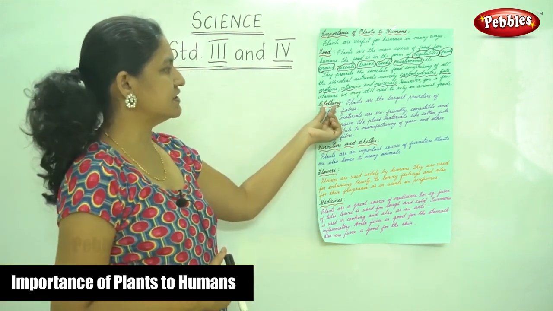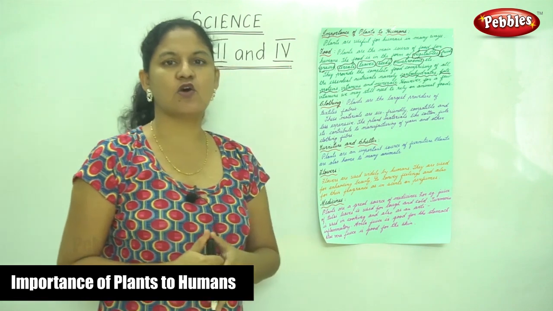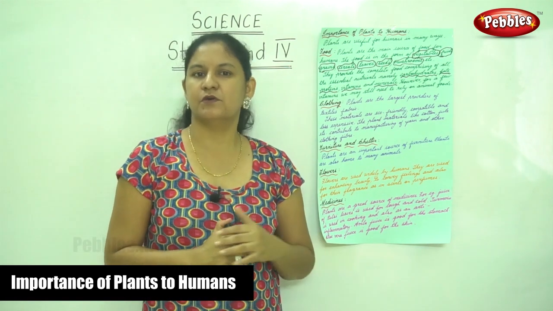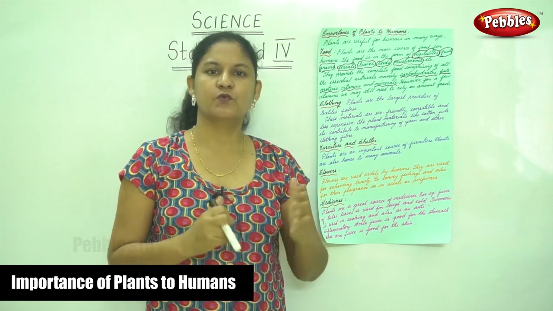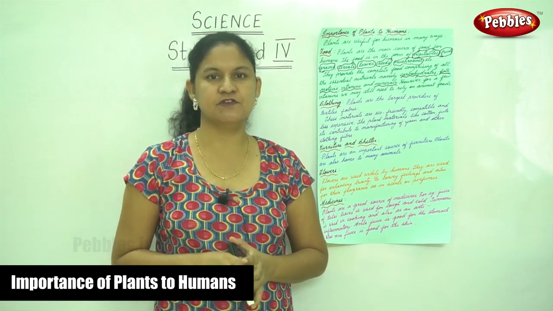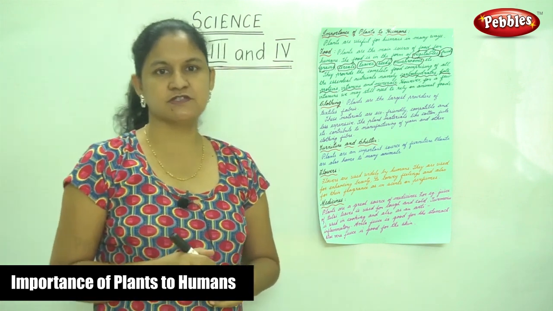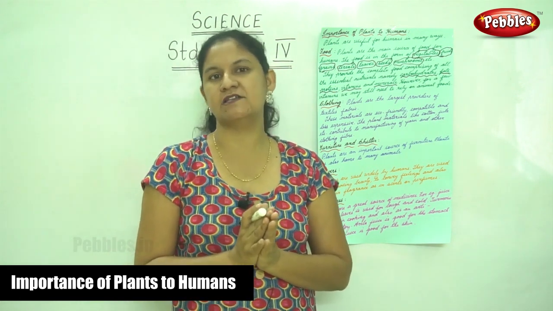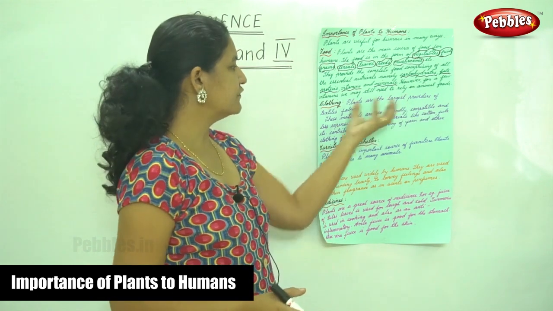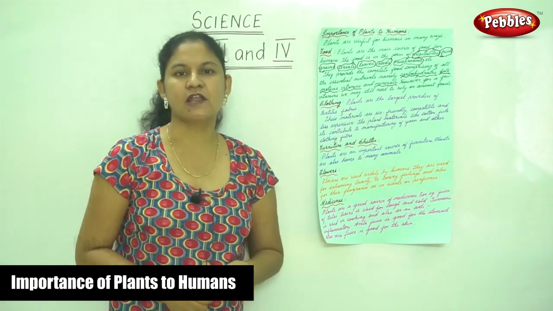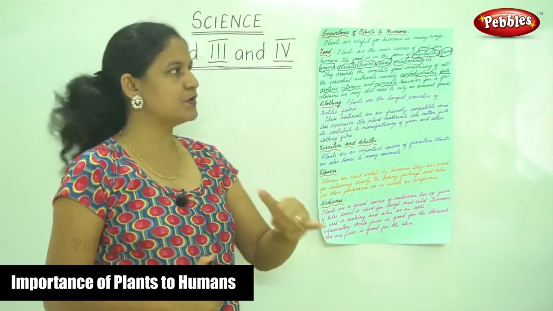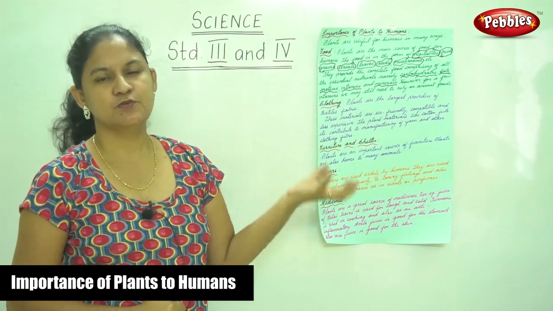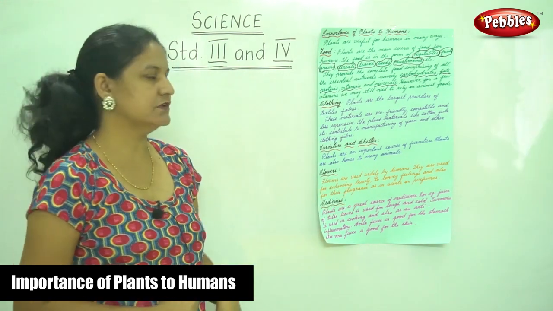However, for a few vitamins, we may still need to rely on animal food. Not all vitamins are present in plants. When we have both plants and animals in our diet, we call it a balanced diet. So the most important part is your food. Plants provide humans with the necessary food.